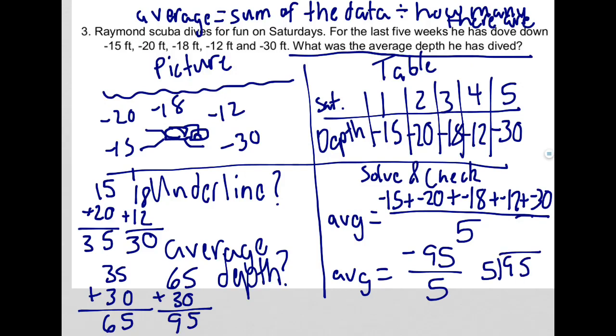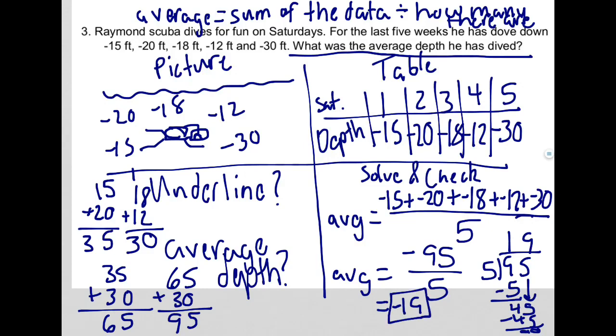5 goes into 9 one time. 5 times 1 is 5. 9 minus 5 is 4. Bring down the 5. 5 goes into 45 9 times. 5 times 9 is 45. 45 minus 45 is 0. So my answer is 19. But because I divided a negative by a positive, it's not positive 19, it is negative 19.